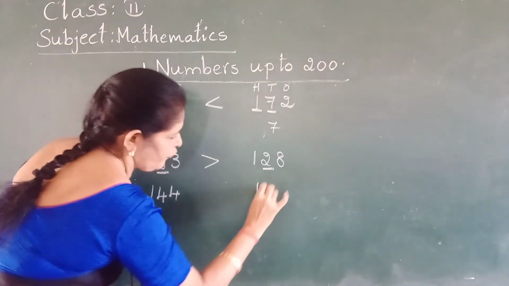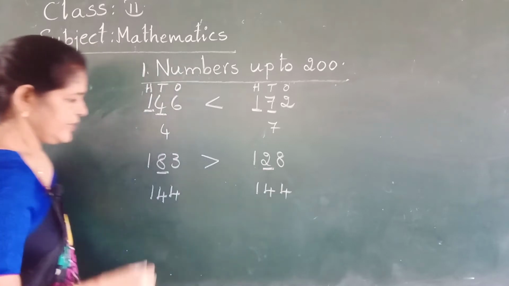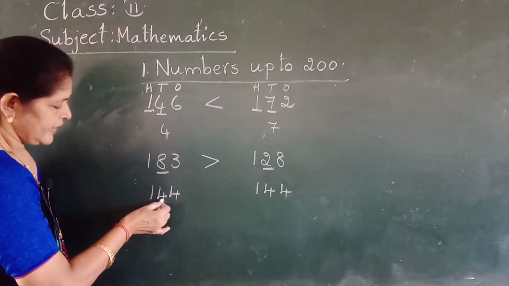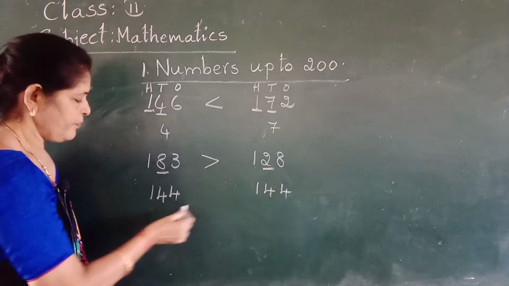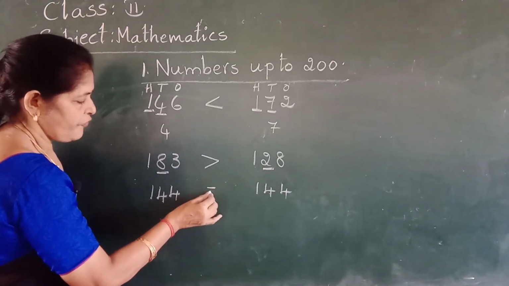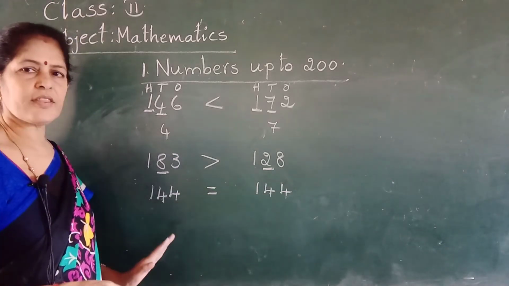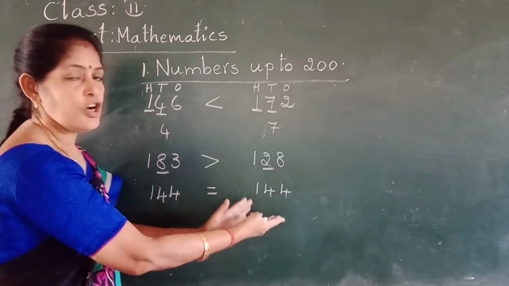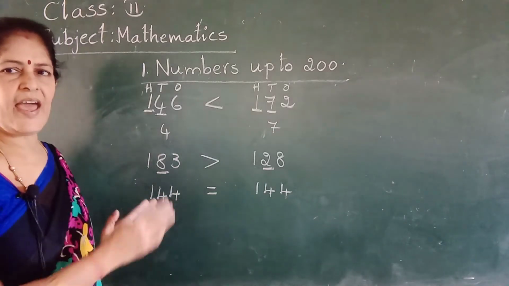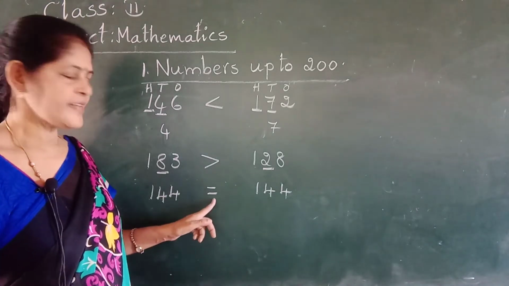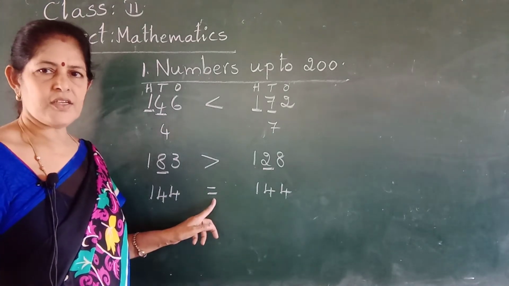144 and 144. See, hundreds numbers are same. Tens place numbers also same. Ones place numbers are also same. That means the first number and second number both are same numbers. That means first number is equal to second number. No comparison here. First number and second number both are same. That's why put the symbol equal to.